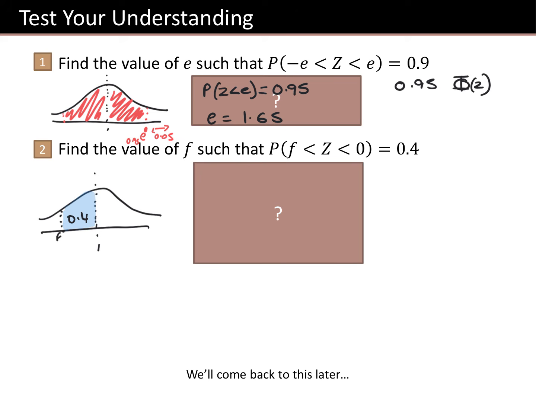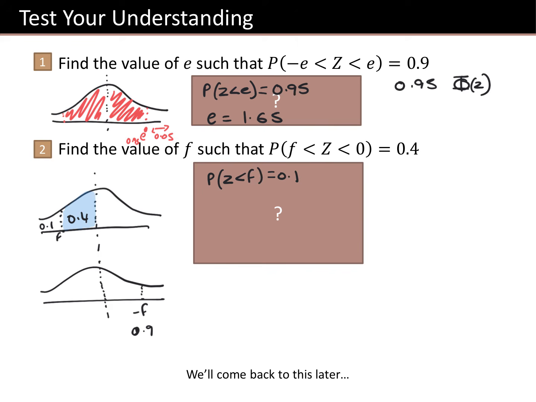We know that when we're finding a lower value, if we flip it to find this one, we take the negative of it. Okay? And we know between 0.4 and 0.5 is 0.1, so that's the gap. So that means minus F is 0.9. So how we could write this? We could write the probability of Z being less than F equals 0.1.